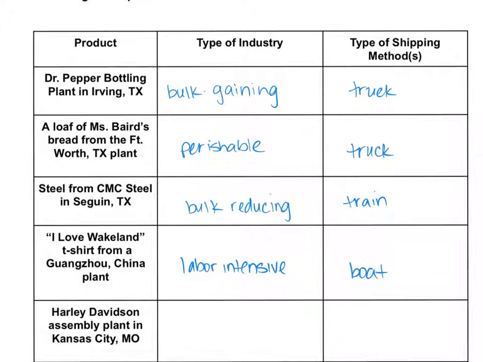Yes. What about the motorcycles? Bulk gaining. Well, yes, but it is fabricated, but what kind? Bulk gaining. And so how would that get to you? Well, probably it might go by train first, but then it's going to go by truck. Yeah, and sometimes you see the big 18-wheelers carrying a bunch of cars. Yeah. Okay, good.